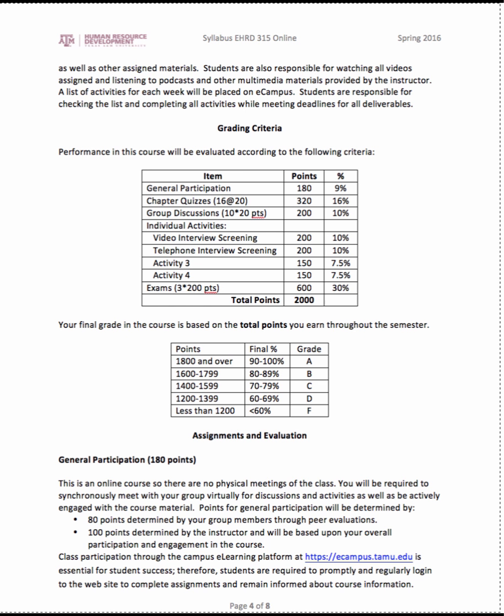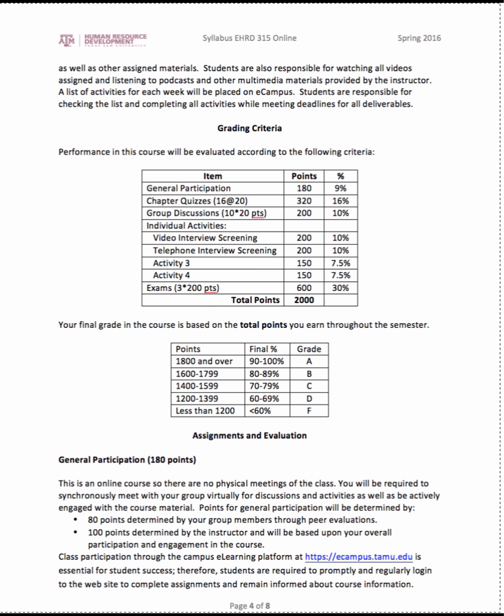So as far as grading criteria, we have several items that will add up to points you can earn in the course. So general participation, we have chapter quizzes, we have discussions, we have individual activities, which consist of a video interview screening and a telephone interview screening, and then 2 activities to be named at a later date. There are 3 exams worth 200 points. There's a total of 2,000 points. I don't put a lot of emphasis on exams because I think you're going to learn more through these other hands-on activities and discussions with your group.